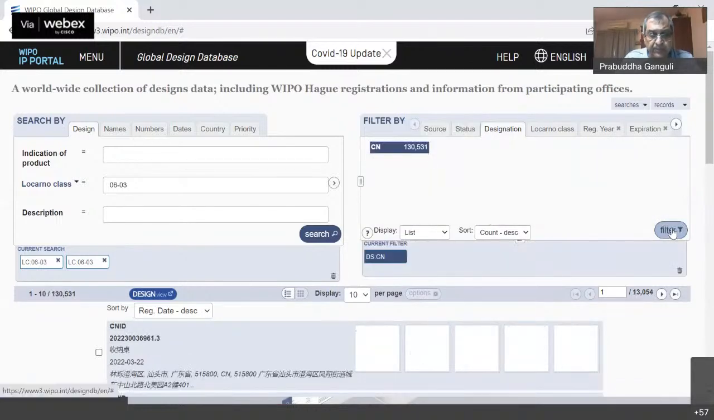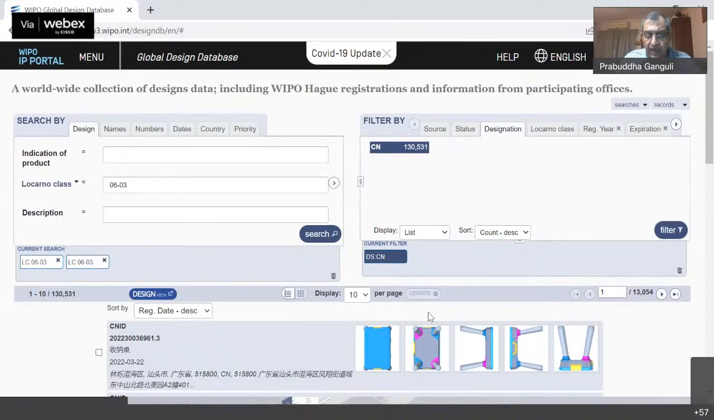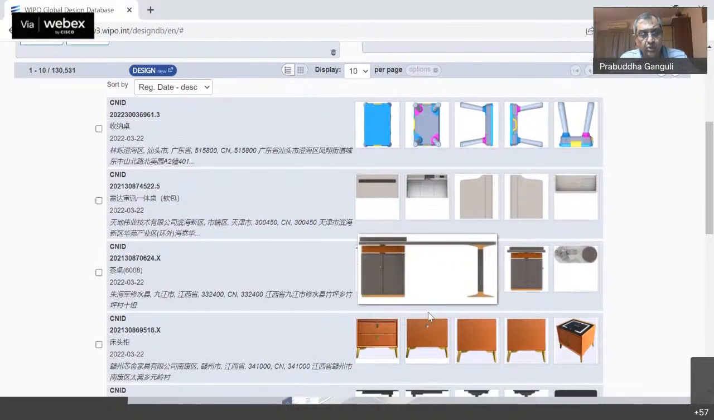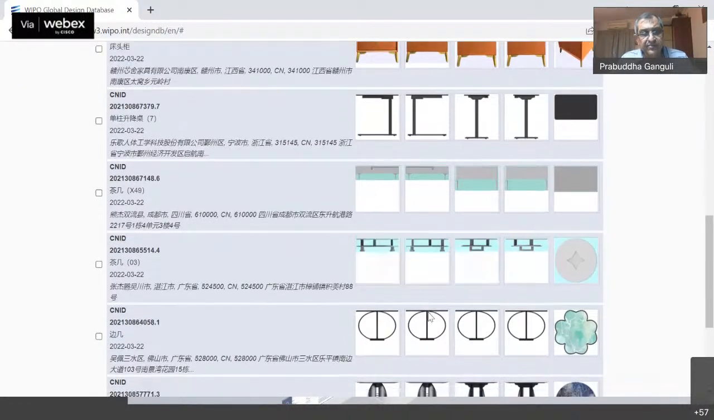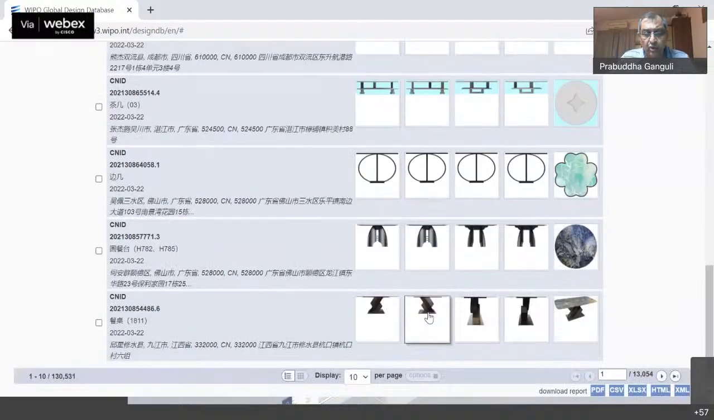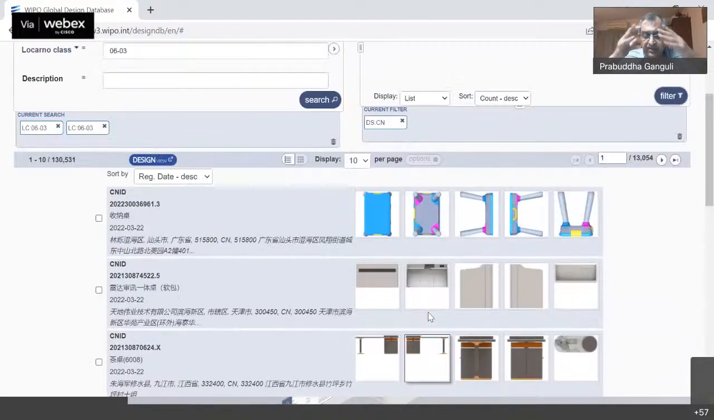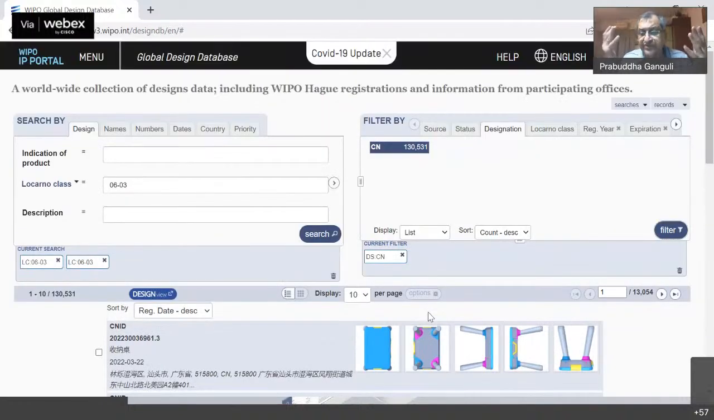Now, when you filter by that, look at how powerful this database is. Immediately from all those, you get all the designs that have been filed and registered in China. You can see here. So what I'm saying is that searching this database is so easy nowadays.